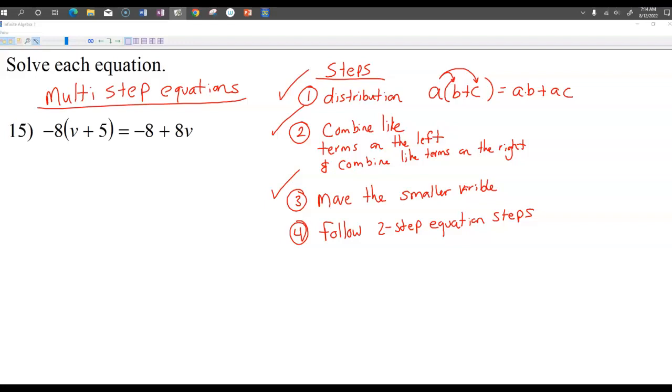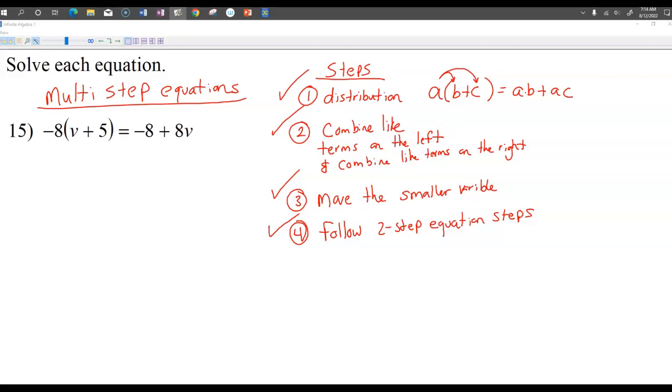And like I said, not every problem is going to use all of those steps. You just have to recognize when they need to be done, and then you do it. And if they don't, you just skip it. But after you've done those 3 new steps, you should have a 2-step equation left, and you just follow those steps. Okay? So let's begin.